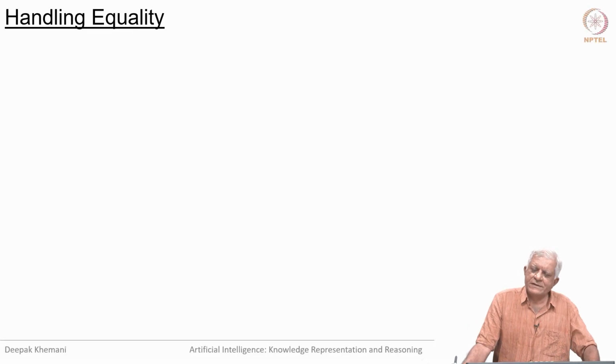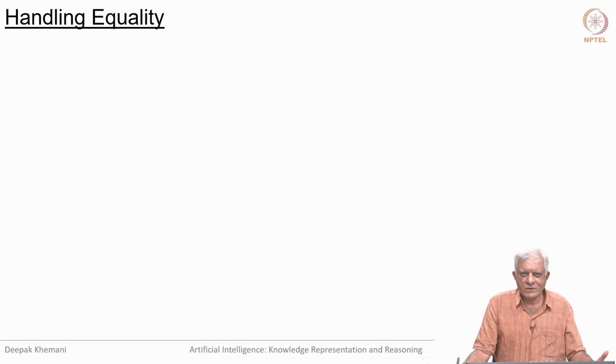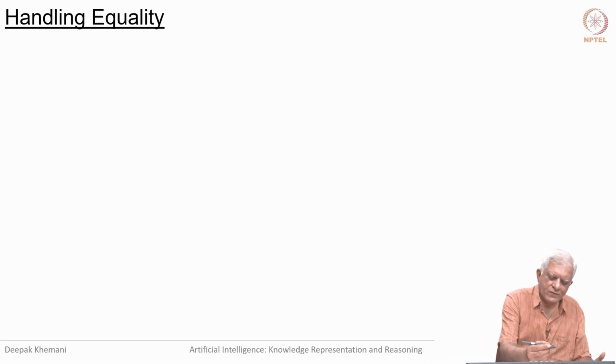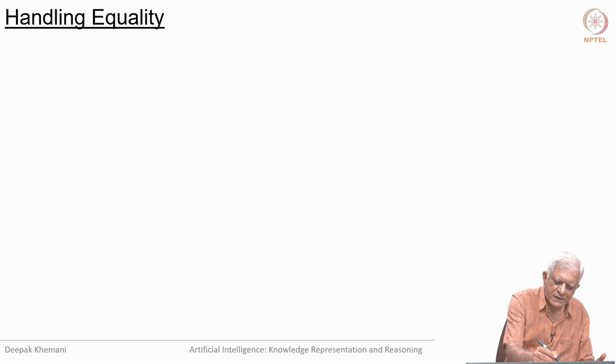Welcome back. We have been looking at the resolution method for first order logic, and we saw that problems that we could not solve using forward chaining and backward chaining, we could solve using the resolution method. We have not spoken about the equality predicate so far, and let us talk about that now.